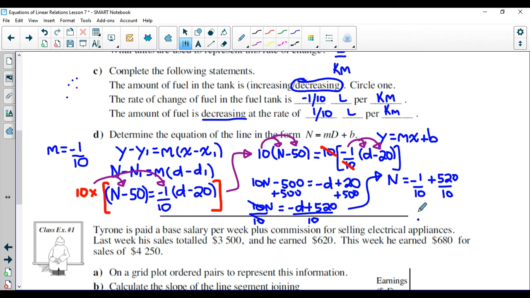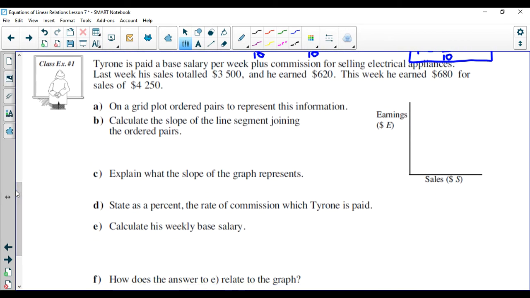And then just one final step, we're going to simplify the equation. So this would then turn into n is equal to negative 1 over 10. Oh, I forgot the d here. There should be a d at this point. Yeah, n is negative 1 over 10 d plus 520 over 10. Okay, and then 520 divided by 10 would just be 52. So the equation of that line is n is equal to negative 1 over 10 d plus 52.